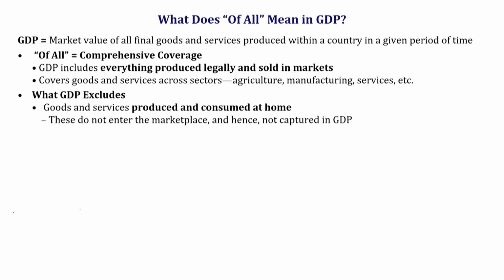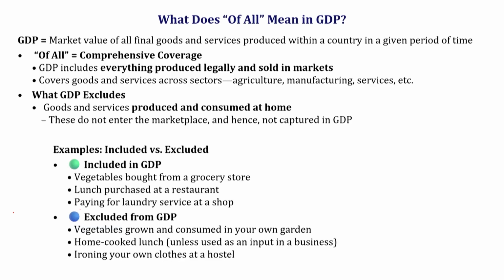So what does GDP exclude, which I already gave a little hint of in the previous slide: goods and services produced and consumed at home, which do not enter the marketplace. Those goods and services that do not enter the marketplace are not captured in GDP. For example, farm products or vegetables that you get from your kitchen garden, if you are not selling them, are not part of GDP. And if you are producing agriculture products but not selling them at the market, they do not come to the marketplace and hence are excluded.